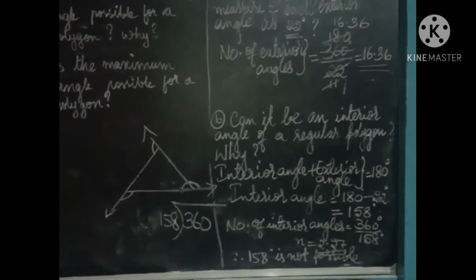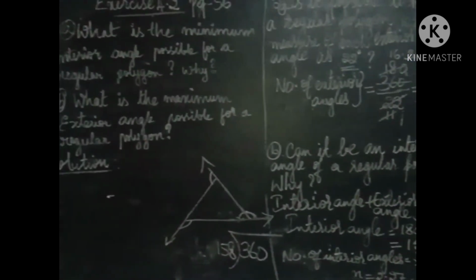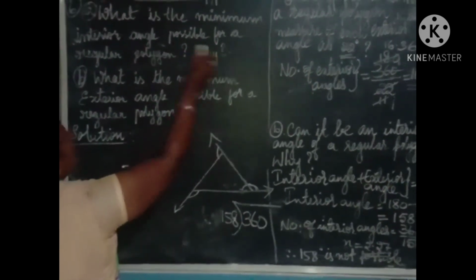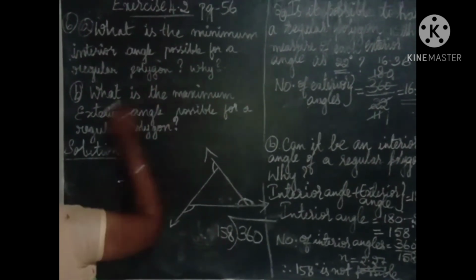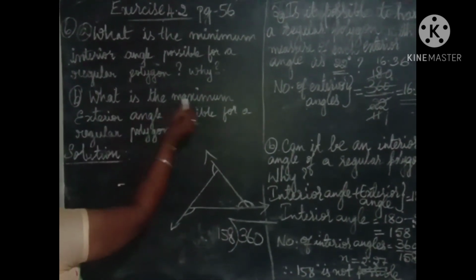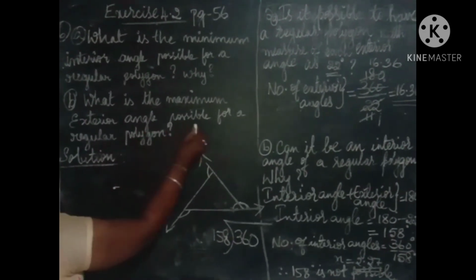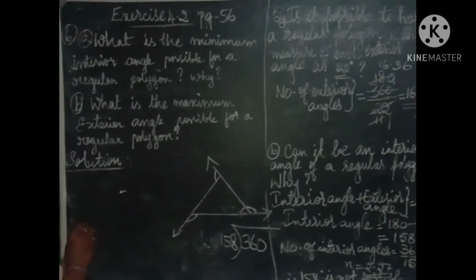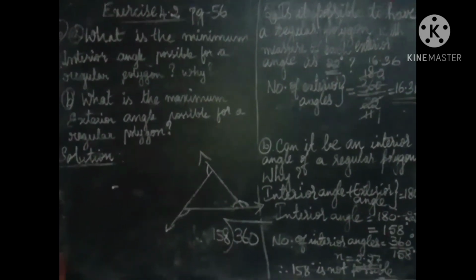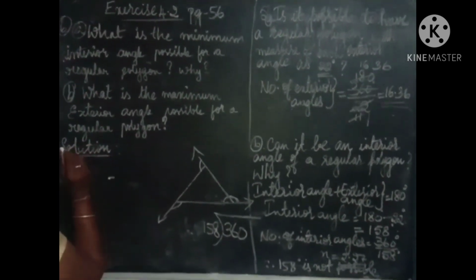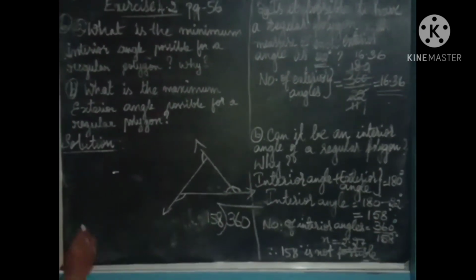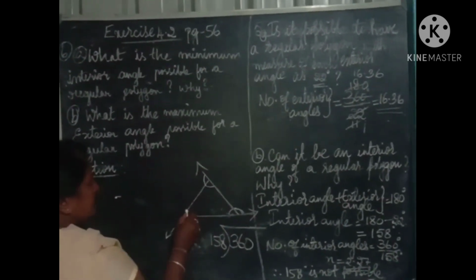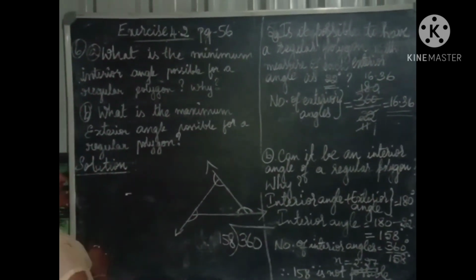Okay children, now let us go to the sixth question. A: What is the minimum interior angle possible for a regular polygon? And the next question is, what is the maximum exterior angle possible for a regular polygon? So, minimum interior angle possible and maximum exterior angle possible. We all know the sum of the interior angles of a triangle. How much, children? 180 degrees.